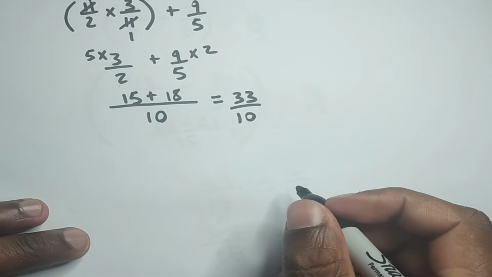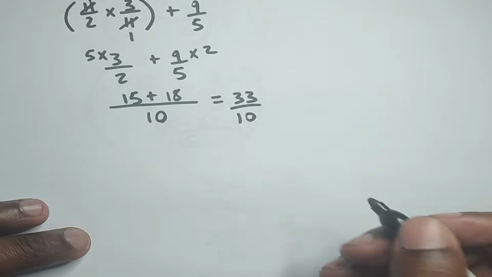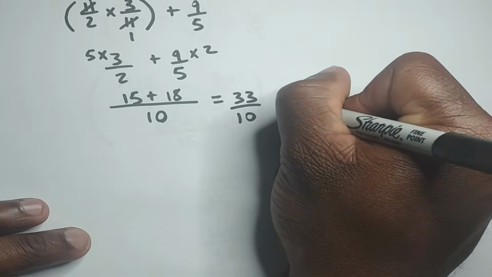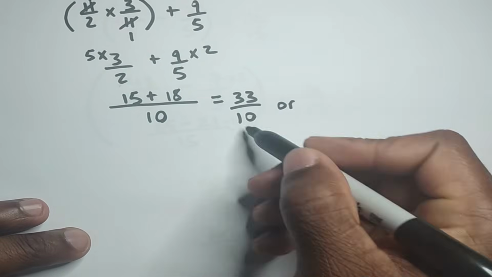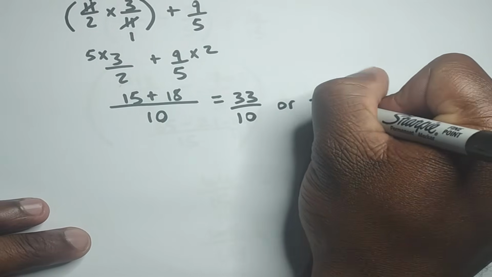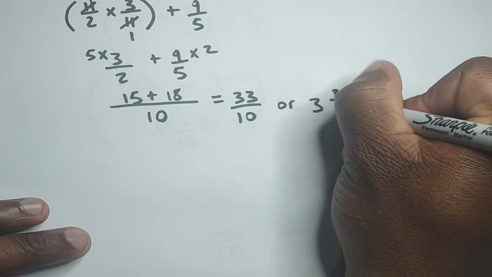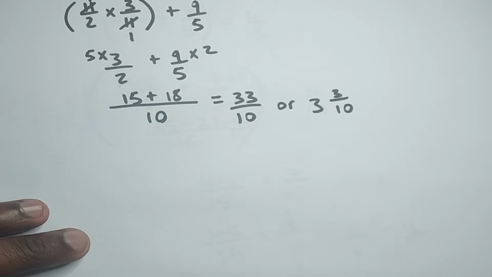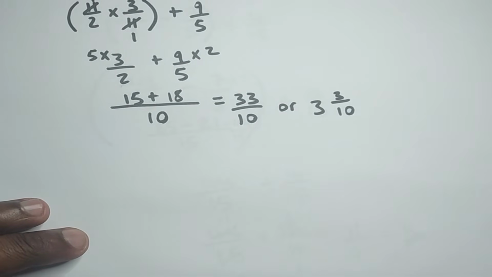Alright, so this would have been our solution. However, we can rewrite this thing as a mixed fraction, 10 going to 33 3 times with a remainder of 3 over 10. Alright, so this would have been our answer for this particular question.